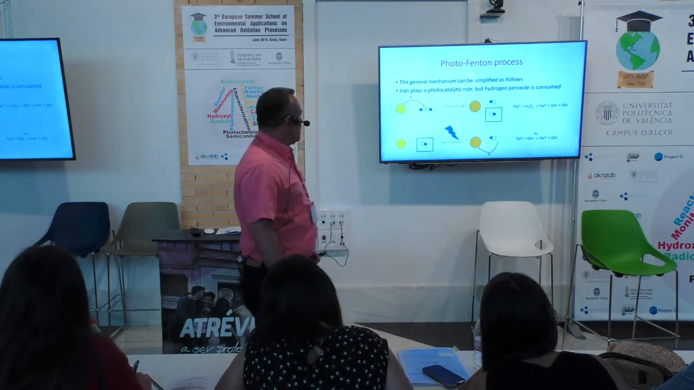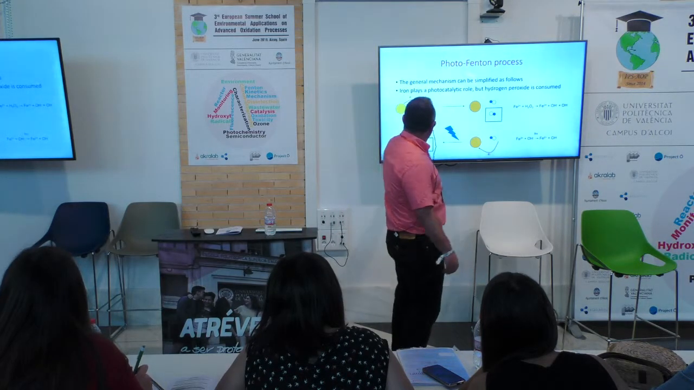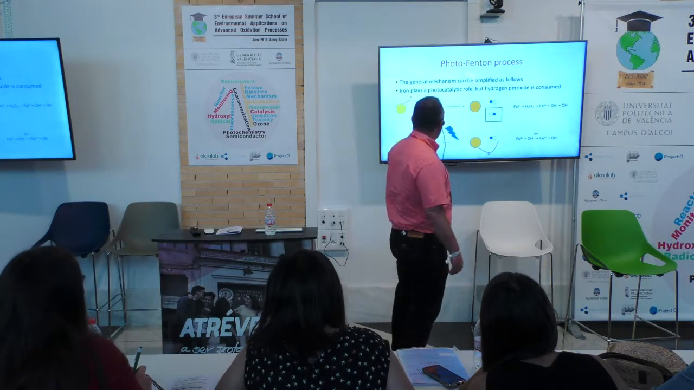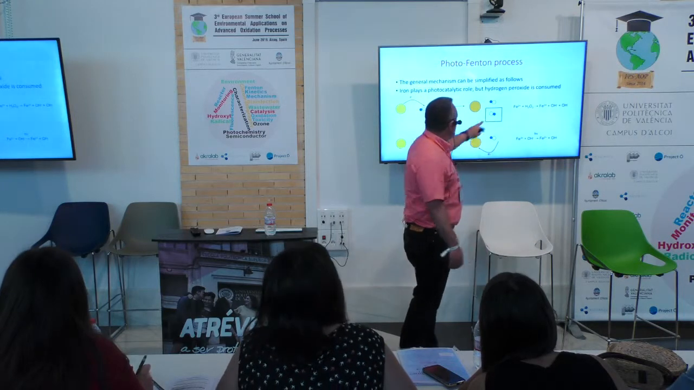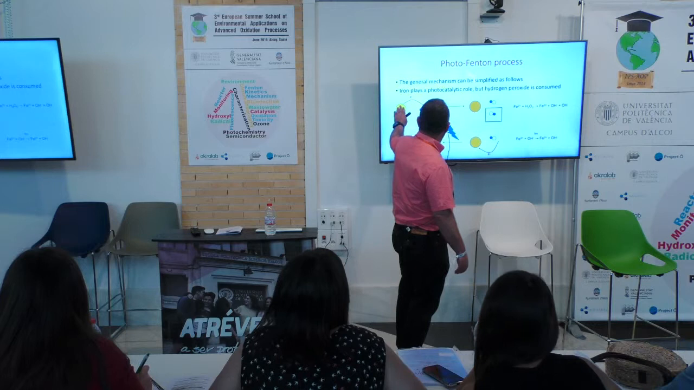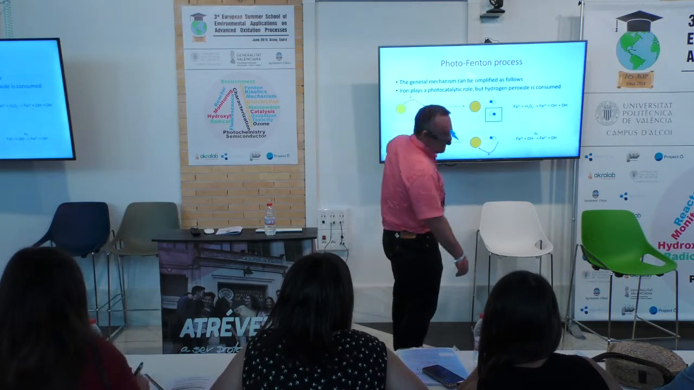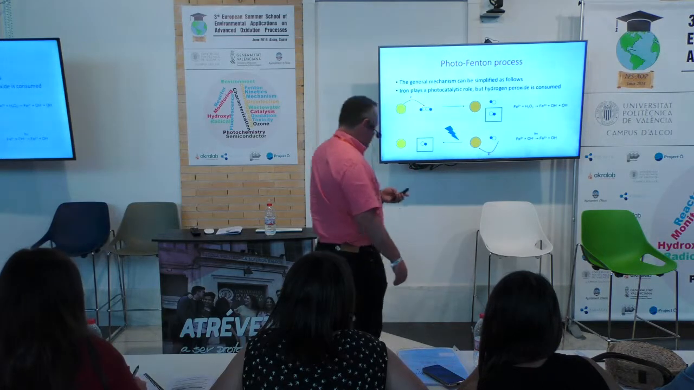So here you can see the cycle. You can see the cycle as a general. You have here the hydrogen peroxide, which is decomposed into 2 hydroxyl radicals, and you can see that iron moves from the oxidation state of 3 to 3, and then back to 2. Okay, this is what is happening.